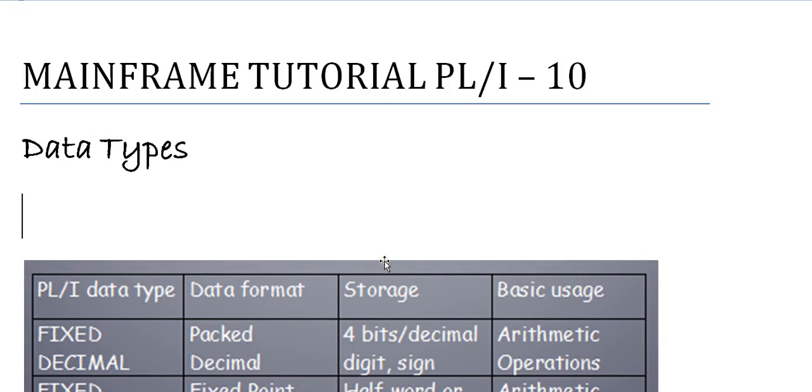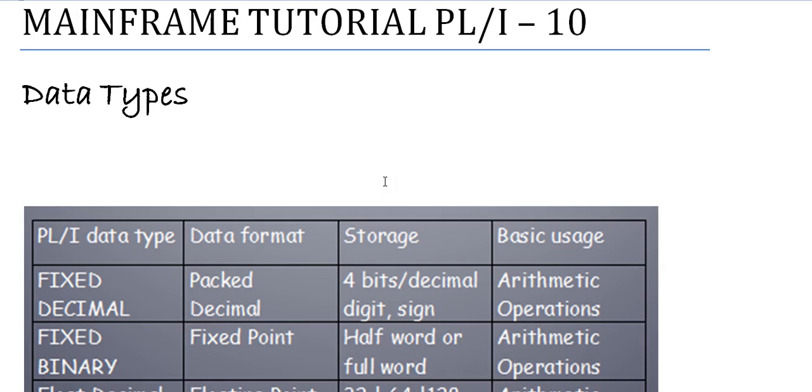Welcome to Mainframe Tutorials. So today in this video, which is about the PL/I tutorial, I'm going to discuss the data types. In my last video I was explaining the declare statements and their importance, and we have seen some assignment operators and so on. So today this video is about giving you some information about the data types and what the different kinds of data types are that we use in the PL/I programming language.